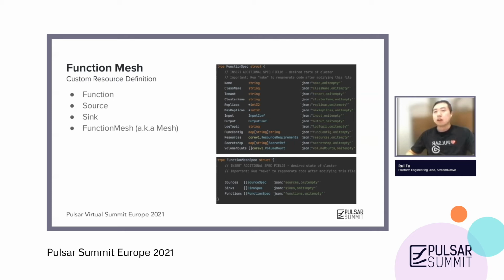All functions and connectors in a mesh share the same life cycle as the defined Function Mesh spec. All the functions and connectors are managed together, which means they are started when the mesh is created and terminated when the mesh is destroyed.